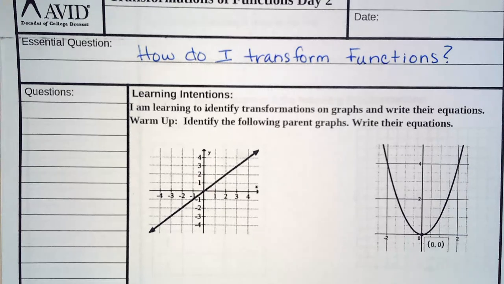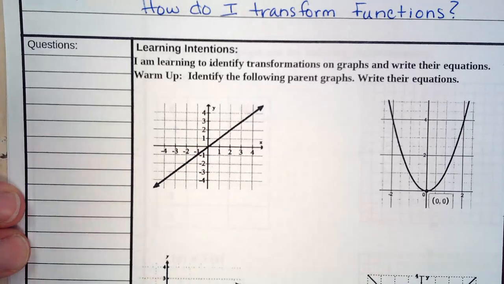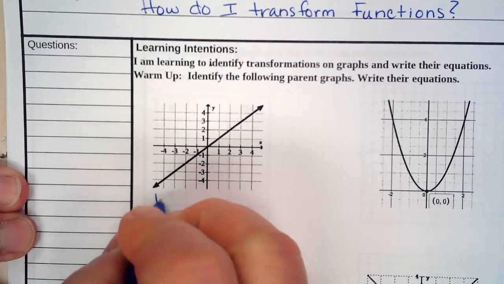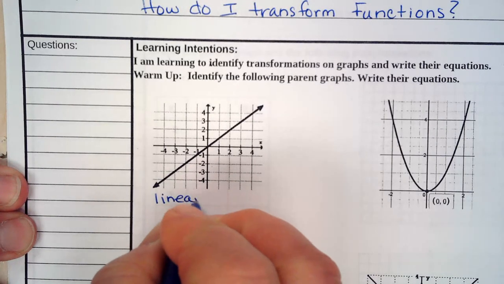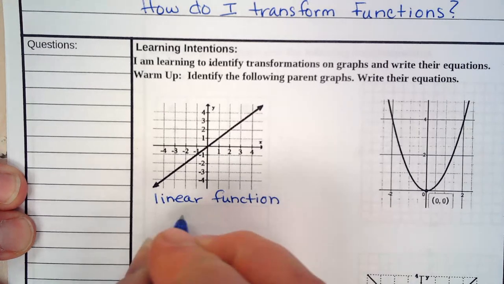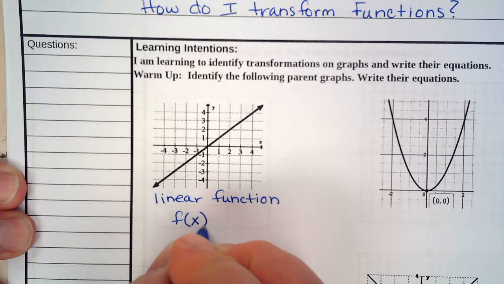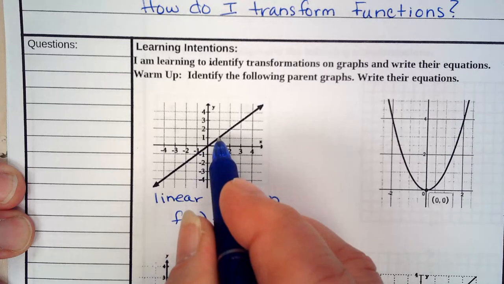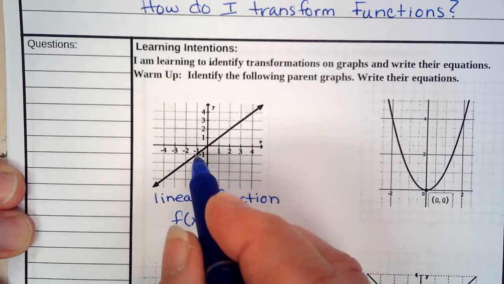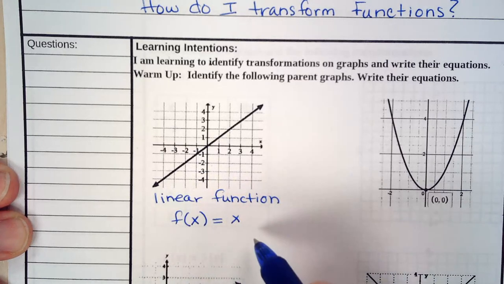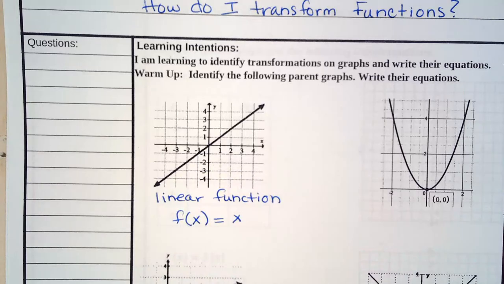If you're looking at the first graph, it's a graph of what? It's a graph of a line. So this is our linear function, and we're going to use f of x is equal to x. Because 0 is equal to 0, 1 is equal to 1, 2 is equal to 2, negative 1, negative 1, negative 4, negative 4. So all we've done is just say that our input and our output are the same.